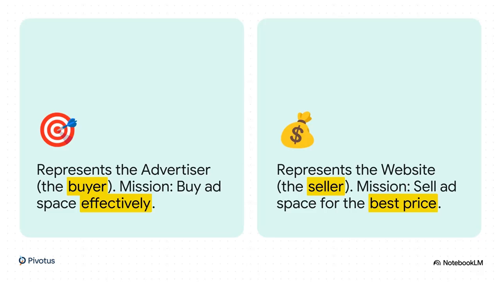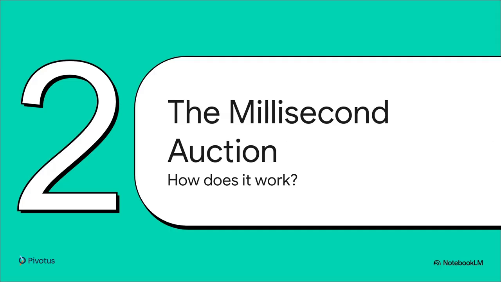So you've got these two platforms with completely opposite goals, right? The DSP's mission is to find the perfect person for the cheapest possible price. Meanwhile, the SSP wants to get the absolute highest price for its publisher's ad space. They meet in the middle, in a sort of digital Switzerland called the ad exchange, to make a deal. So we've met the players, but how do they actually pull off this auction in a fraction of a second? Let's walk through it step by step.